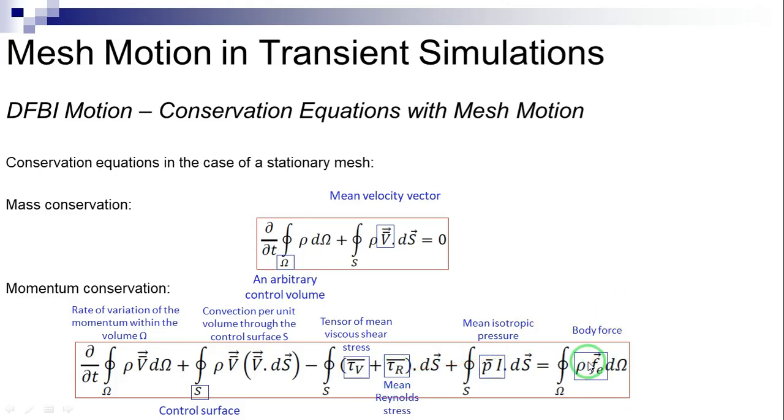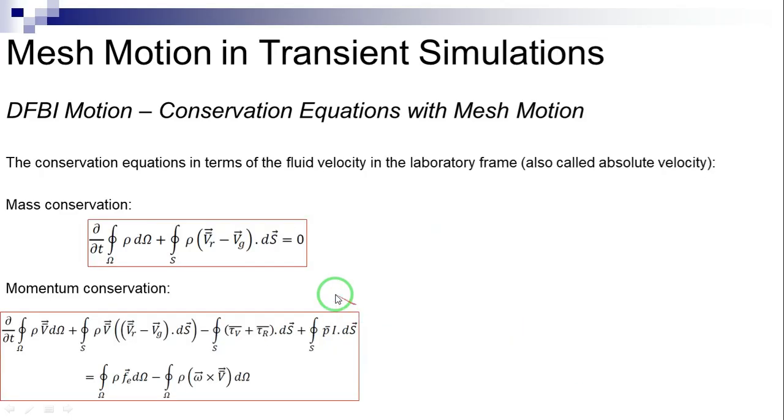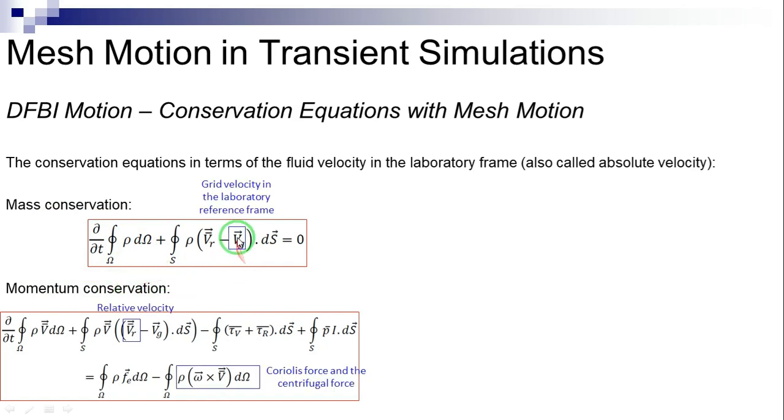The conservation equations can be written in terms of the fluid velocity in the laboratory frame, also called absolute velocity, as we can see here: mass conservation and momentum conservation. Here, Vg is in fact the grid velocity in the laboratory reference frame, and Vr is the relative velocity defined as follows.